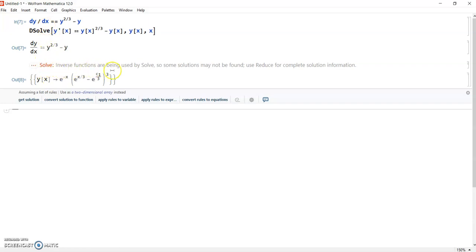Here you can see that you are getting some warning, but this warning is okay because it just shows that it is using some inverse function. In the case of an inverse function, some of the solutions may not be found, so it gives a warning. That is okay. Normally the solutions are correct, maybe the form or the way we want to see that solution is not the same. Okay, so that was the use of this dsolve command.